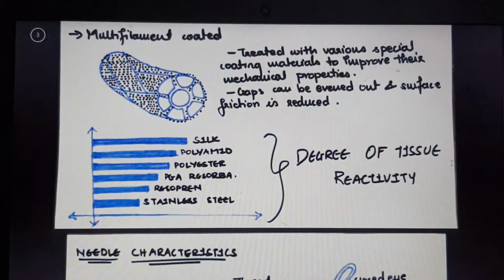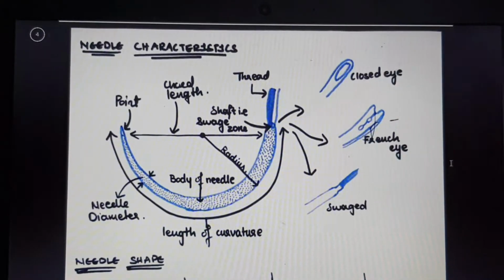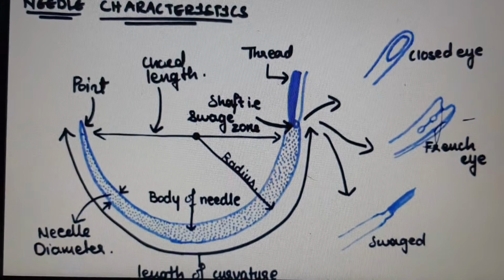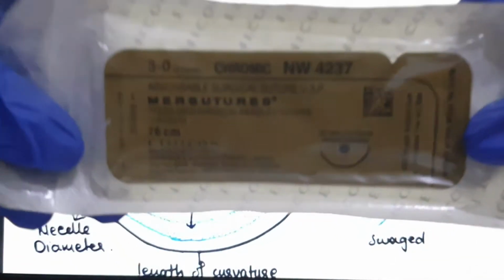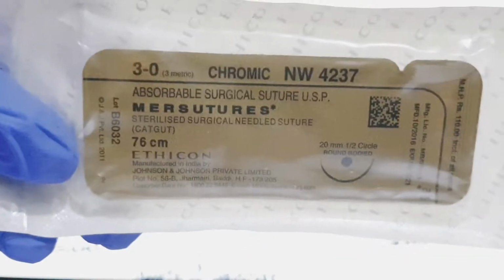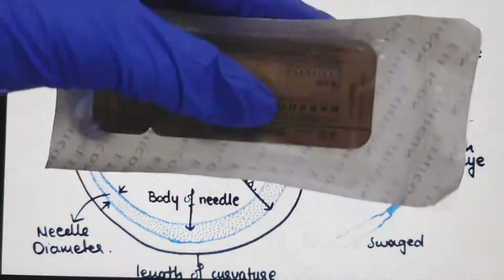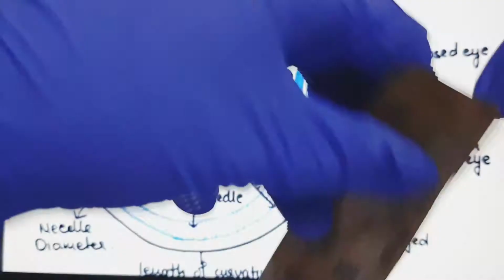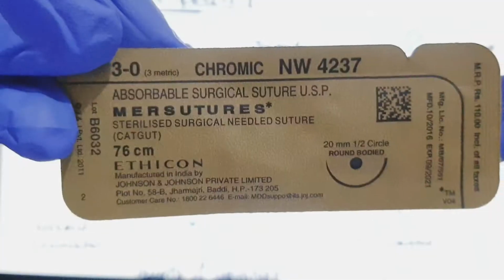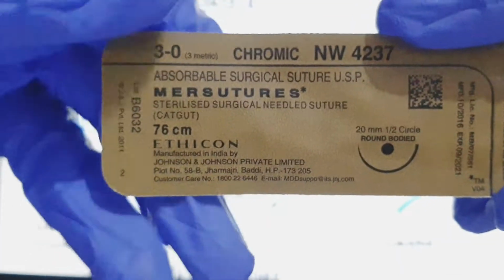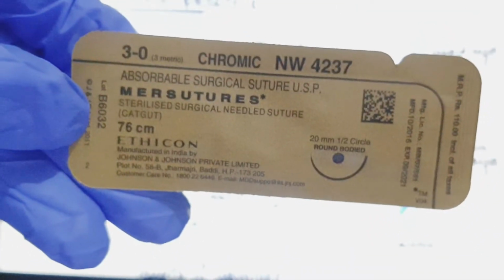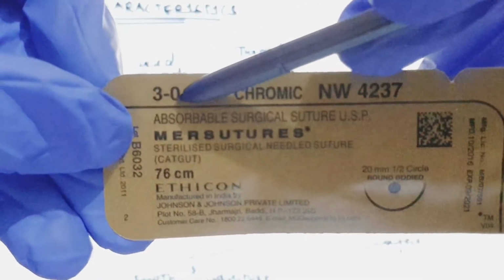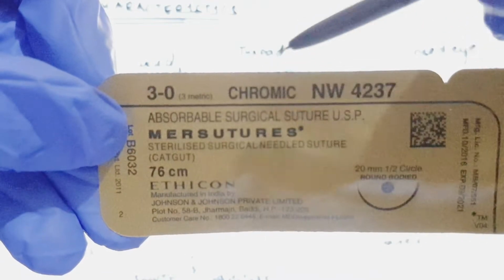Now today's material is chromic catgut suture material. It is an absorbable suture material of 3 metric diameter, and this consists of a round bodied needle with a half size needle length. So now I'll be teaching you all the terminologies over here. Don't worry if you don't know what I am talking about and how I know its size even without opening the package. Let's start then. So first starting with this, this is the metric gauge. It is 3/0.